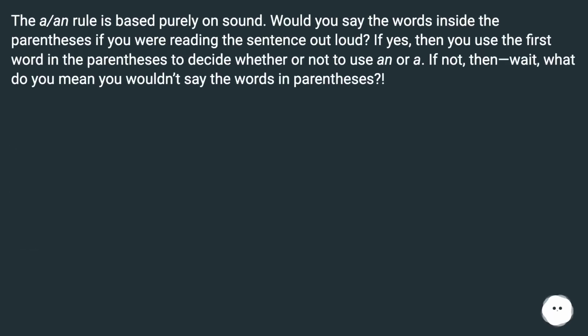The a/an rule is based purely on sound. Would you say the words inside the parentheses if you were reading the sentence out loud? If yes, then you use the first word in the parentheses to decide whether or not to use an or a. If not, then, wait, what do you mean you wouldn't say the words in parentheses?